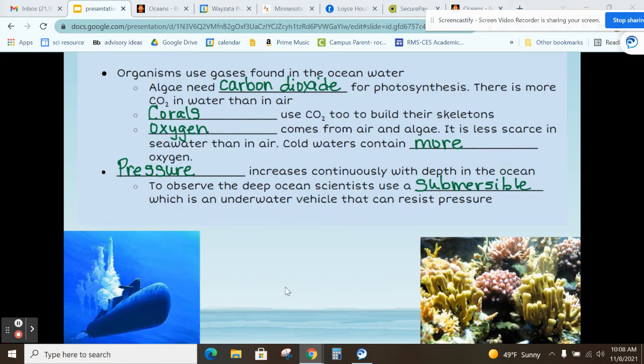Some more notes. Organisms use gases found in the ocean water. Algae need carbon dioxide for photosynthesis. Coral use carbon dioxide too to build their skeletons. Oxygen comes from air and algae. It is less scarce in seawater than in the air. And cold water contains more oxygen. Pressure increases continuously with depth in the ocean. And to observe that, scientists are going to use a submersible or a submarine that can resist pressure to go underwater.